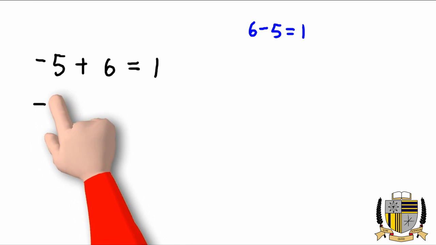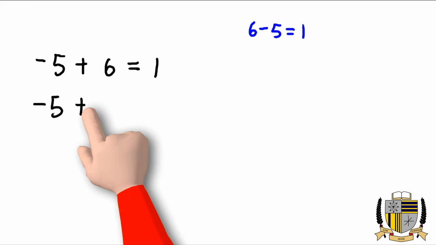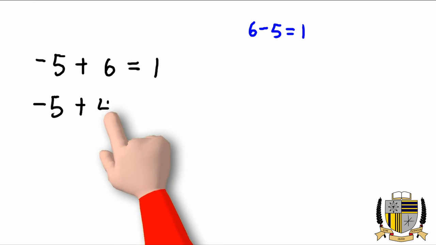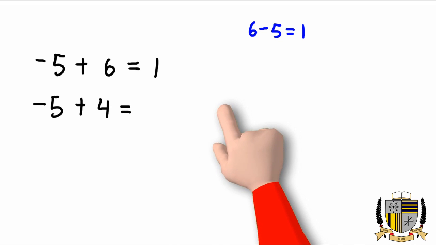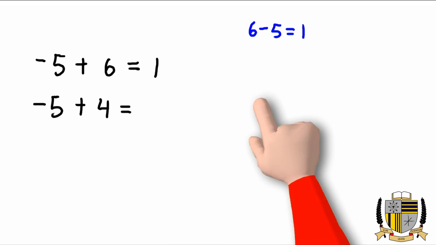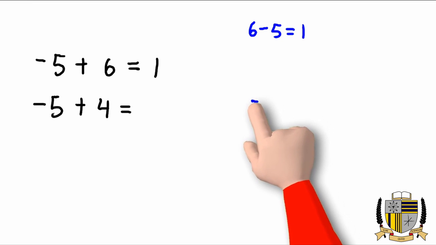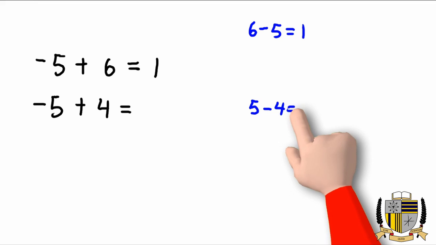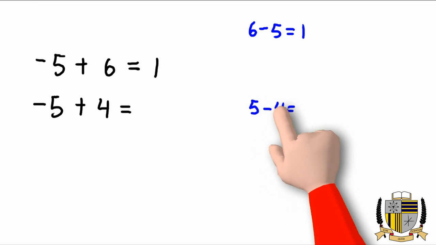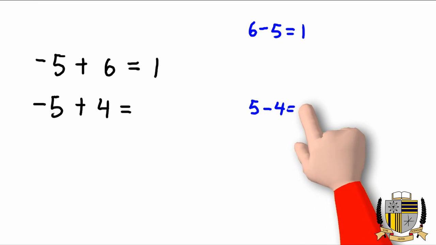Here's another example. Same negative 5 plus a positive 4. On the side, I'm just going to write this. I'm going to find the difference between these numbers. And so the difference between 4 and 5 is basically 5 minus 4. And that is 1.